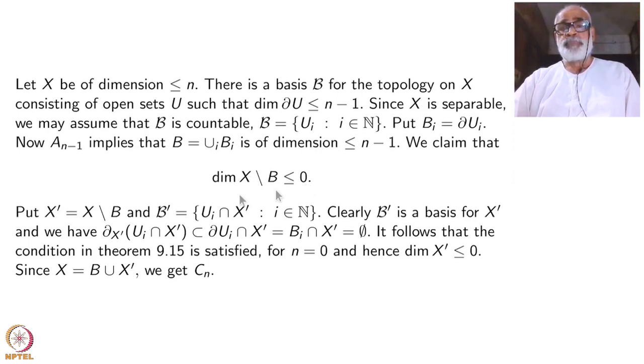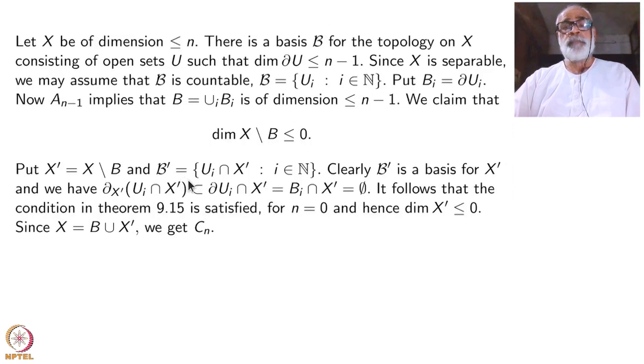Okay. So how do I prove that? Take X prime equal to X minus B. This is just a temporary notation. And B prime is a family of all Ui intersection X prime. Clearly, because X prime is a subspace of X, B prime will be a basis for X prime, the subspace topology.